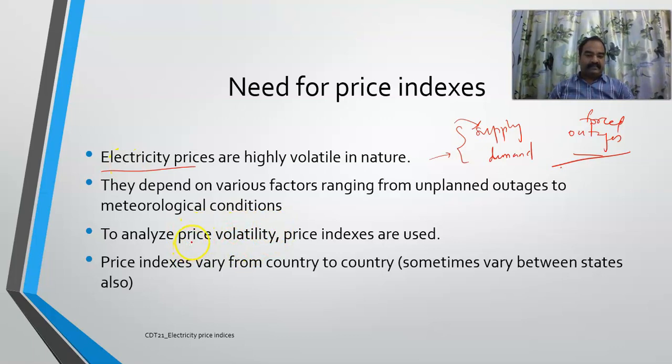To analyze this particular price volatility, price indexes are used. And these vary from one country to another country. For a common man like me, who am new to the markets, if these prices are varying too much, then it is always a concern. So there must be some sort of measure to understand how these prices are varying. So that particular term is the price index, and it is a measure of the volatility of prices. If the price index is too high, it means that the prices are very volatile in nature. If the index is too low, then it means that the prices are constant.